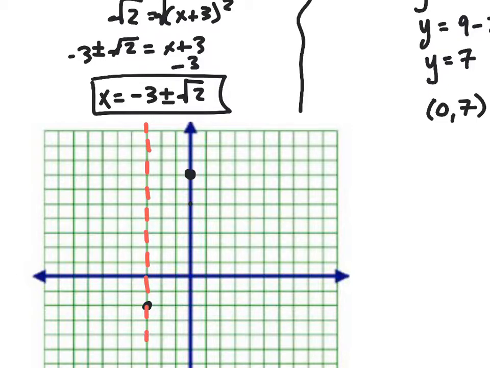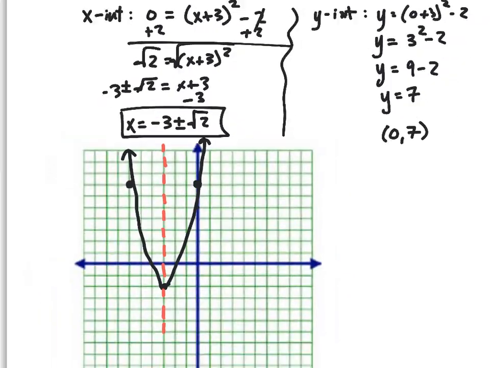The thing that I know about this is that this point, my vertex, lies on my axis of symmetry. This point here is 3 units away from my axis of symmetry. That means another point would have to be 3 units away over here. 1, 2, 3. Let me plot that point in black. So I have those 3 points, and I can simply draw in my parabola. Now, it doesn't look very good, but that's the idea.